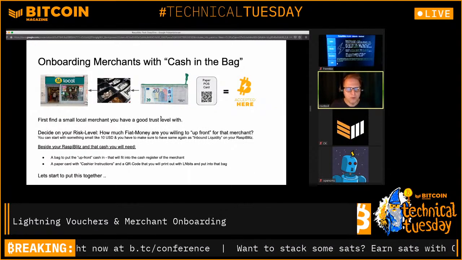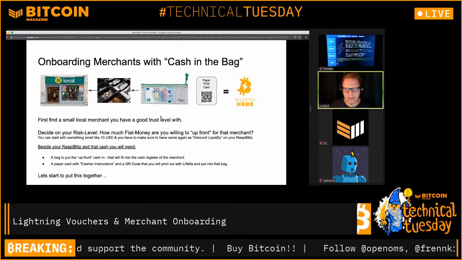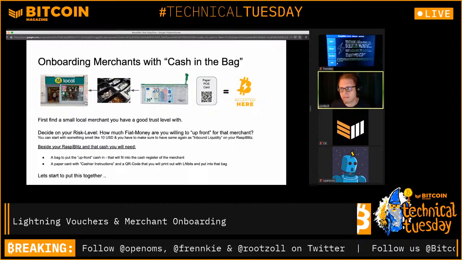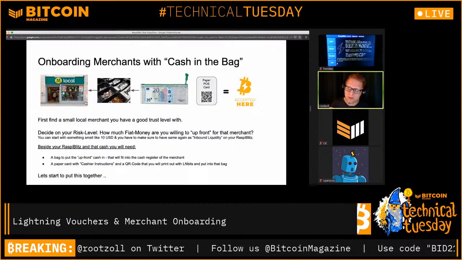So the first way to start is to find a small merchant in your area, maybe not a big chain, maybe some really small mom and pop shop that you have a good connection to and a good feeling about, where maybe you know the person a little bit, or you're a regular customer at least, so that you have some trust level there, because we have to decide on your risk level. What you do is you give upfront fiat cash. You will have a bag, you put some cash in there, and you will give it to this merchant in the beginning. So can you run away? Yes. Can you say, I never got your bag? Yes.